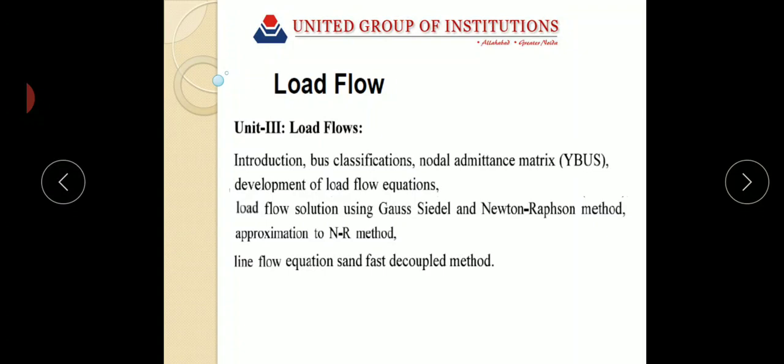As you all know, load flow analysis is unit three of power system analysis. So in this unit mainly we discuss the Gauss-Seidel method and Newton-Raphson method. As you know, in the last lecture I have already discussed the Gauss-Seidel method. So today, the Newton-Raphson method.